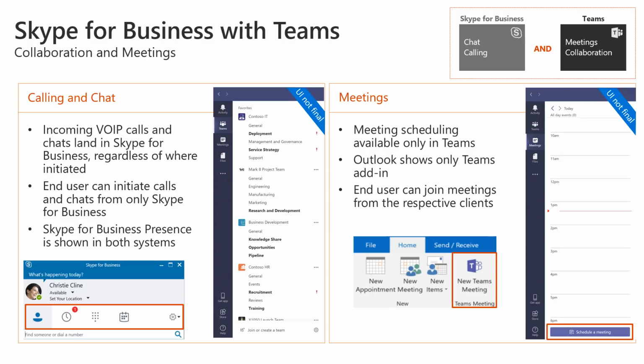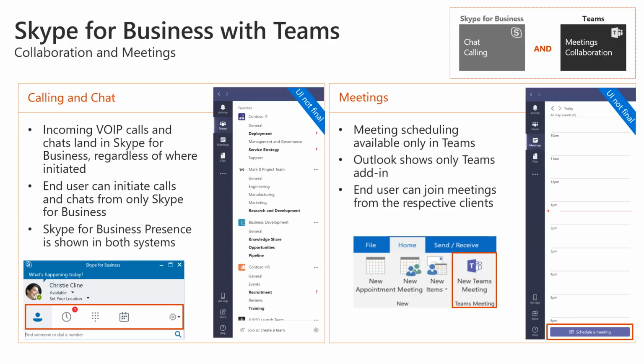In this mode, the end user can initiate calls and chats from only the Skype for Business client. And since the Skype for Business client maintains chat and calling, it will also control the presence experience that is shown in both systems. Now you see the screenshot on the bottom left is our Skype for Business client, and it's relatively unchanged because the feature sets that Skype for Business is providing here are pretty much on par with what Skype for Business already provides.